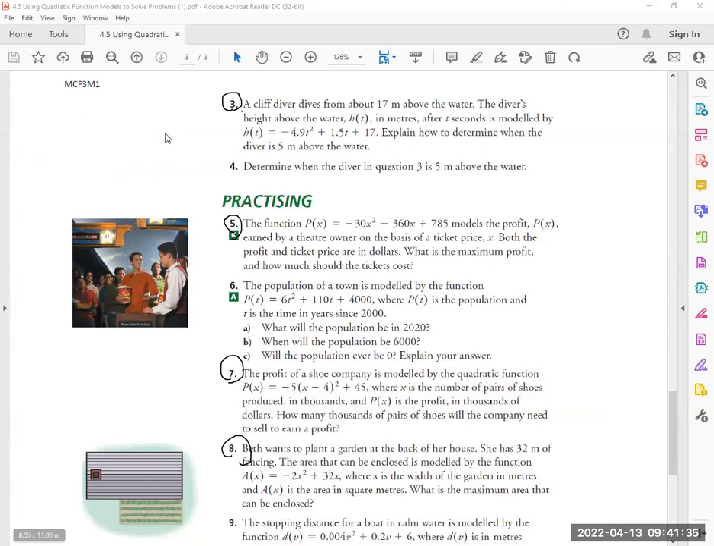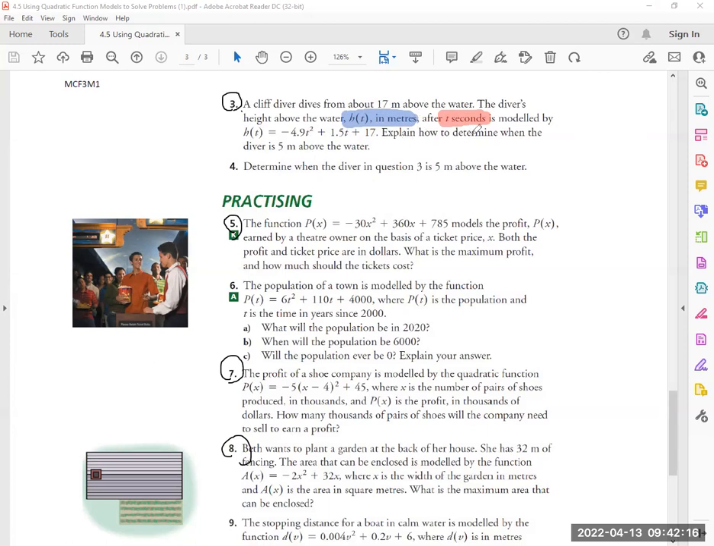Right? Let's do it. Number 3, a cliff diver dives from about 17 meters above the water. Here, let's do X. X is red, okay? So Y, height, is in meters. After T seconds, it's modeled by this equation. Determine, explain how to determine when the diver is 5 meters above the water. What did they ask for and what did they give you?